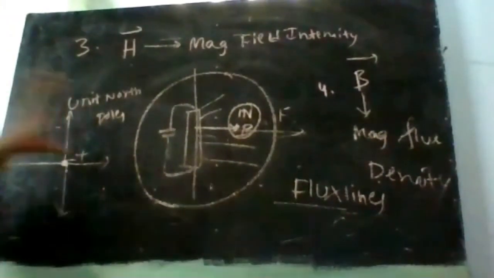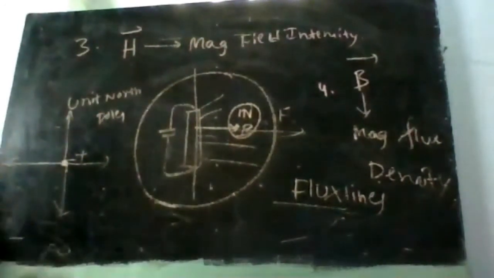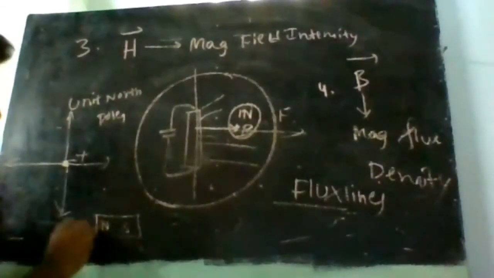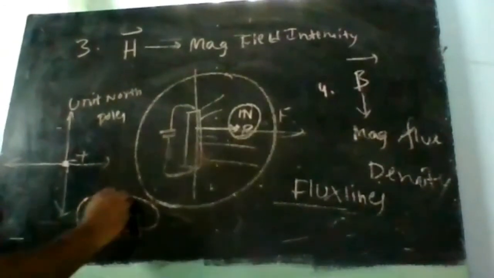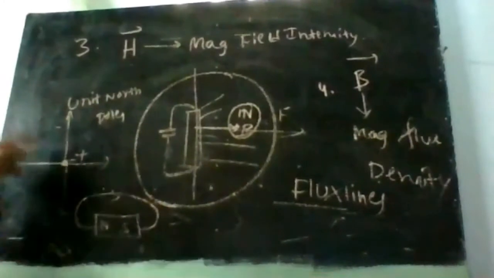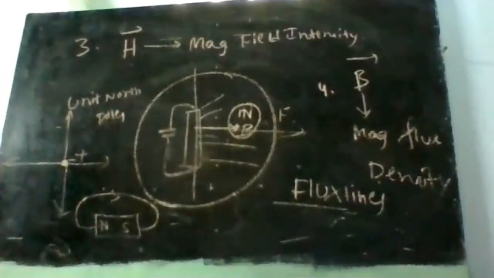There can be no isolated north pole and south pole. Always the flux lines will start at the north pole and end at the south pole. That is, the magnetic flux lines are always closed lines, whereas electric flux lines can be open also. This point we have to remember.